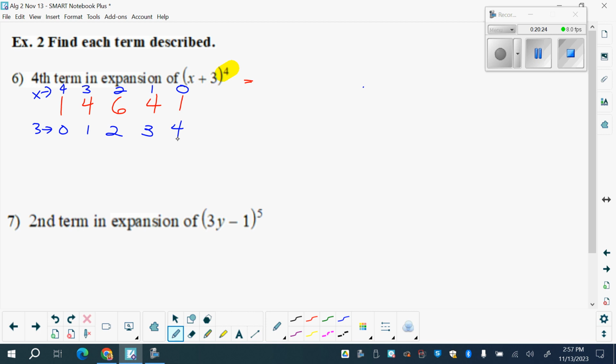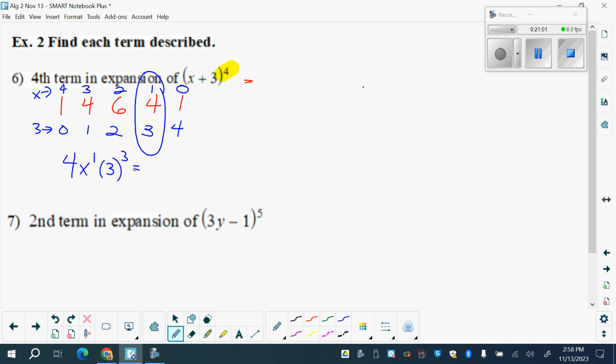So how do we find which one is the fourth term? How do we do it? You just count it. You just count. So we have 1, 2, 3, 4. So it is this term here. So we're going to find the fourth term. We count to the fourth. Coefficient is 4. Exponent on the x is a 1. Exponent on the 3 is a 3. And then we simplify it.